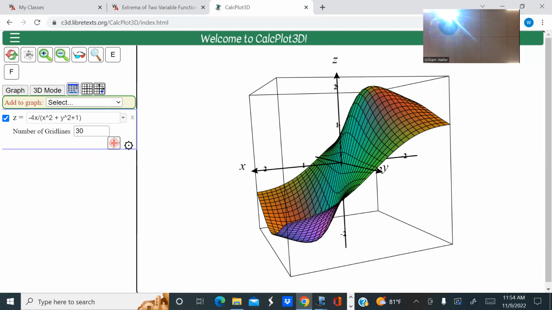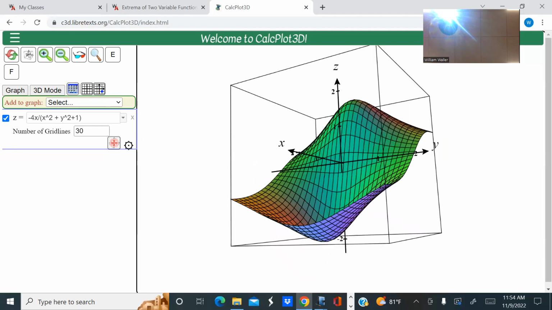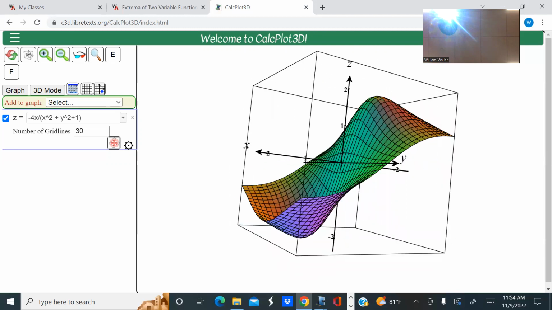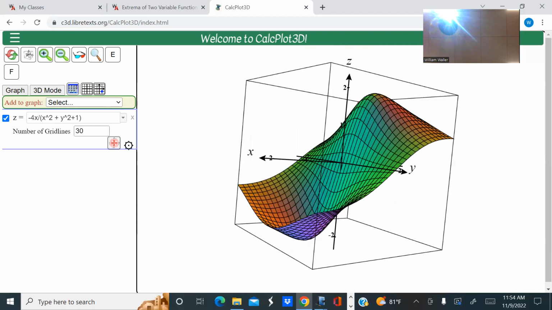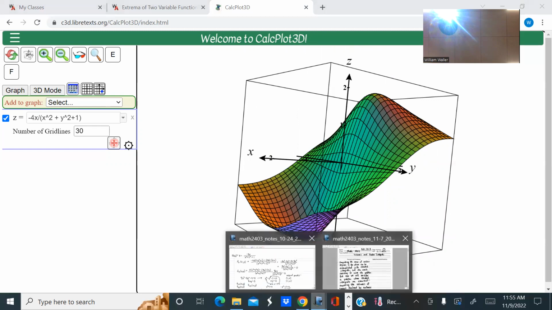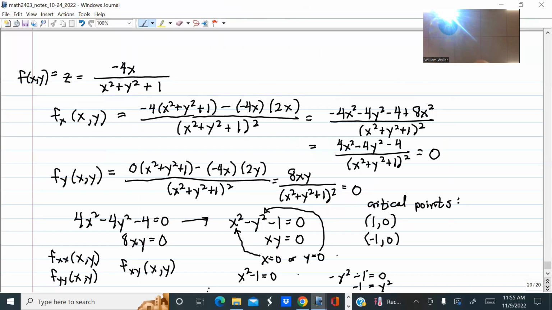Just like with functions of one variable, sometimes graphs really are helpful. So we can see it. This was the local minimum. No, that's wrong. This was the local maximum, and this one was the local minimum.